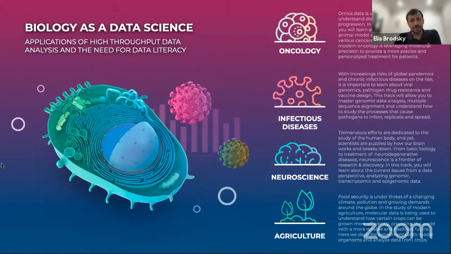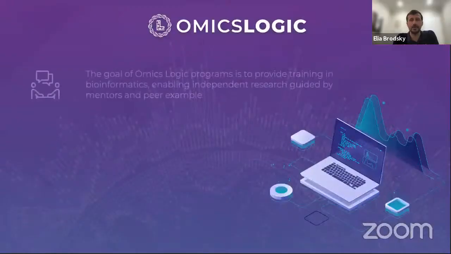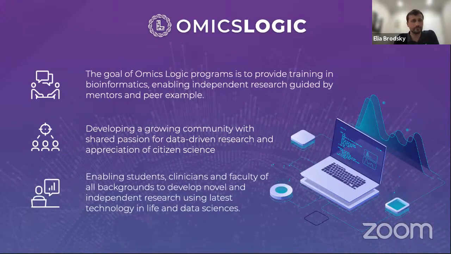So to address this challenge, we actually have designed the 3 pillars of what our programs are all about. So the goal of OmicsLogic is to provide training in bioinformatics, guided by mentors and peer example. We want to grow a community that shares a passion for data-driven research and an appreciation for citizen science. And we want to help students, clinicians, and faculty of all backgrounds to develop novel and independent research using the latest technology in life data science.